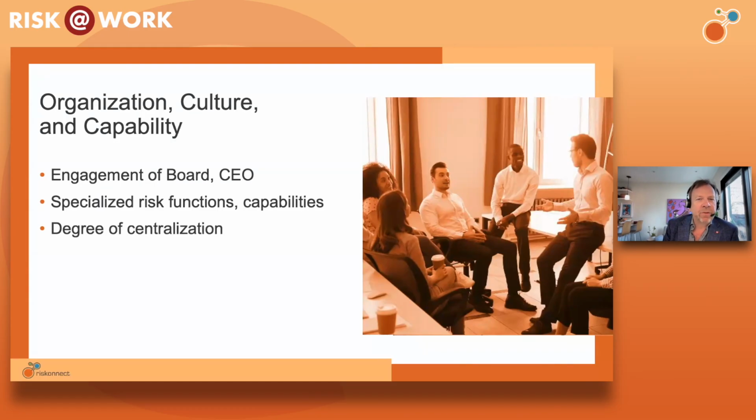How much of an influence do head office functions have over decision makers throughout? So are you a highly centralized or highly decentralized organization? That has implications for how you might establish ERM.